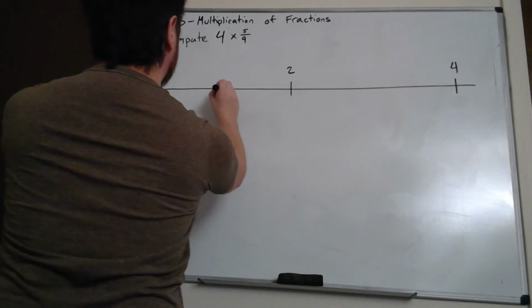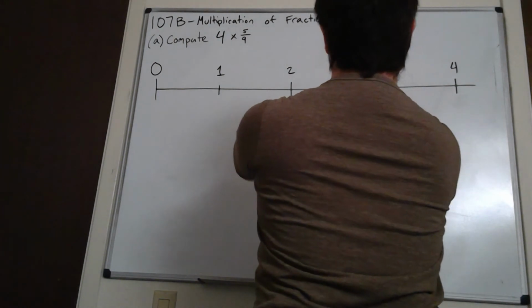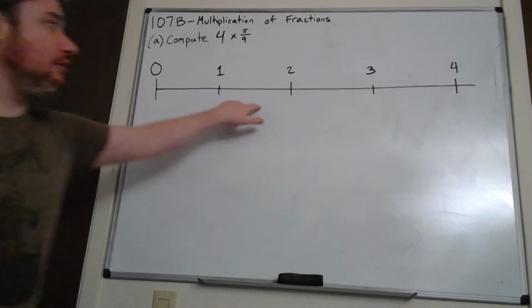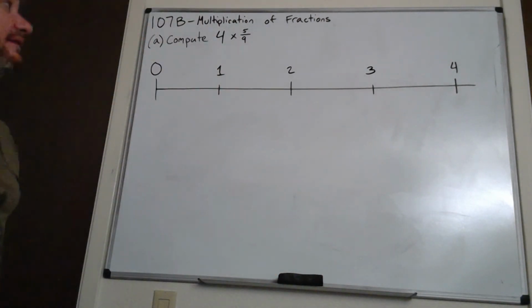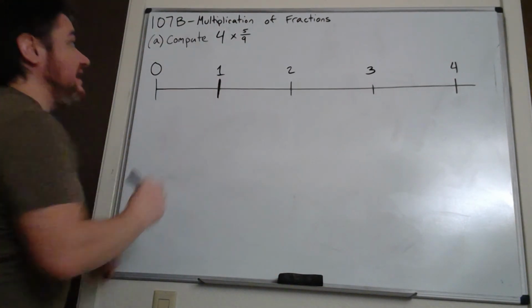And now between 0 and 2, let me put a 1. And between 2 and 4, let me put a 3. Okay, so I've got a hole, a hole, a hole, and a hole. So we've established our holes. Between 0 and 1 is where 5/9 is going to live.